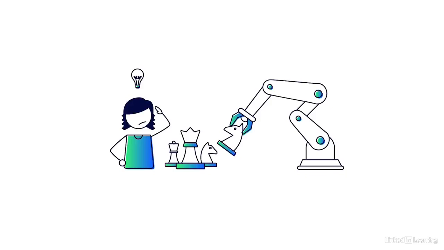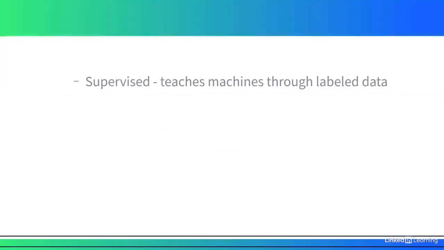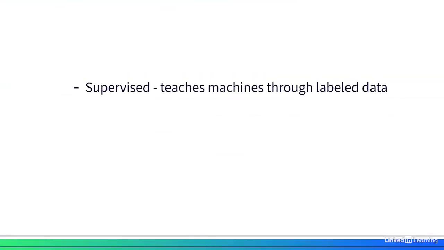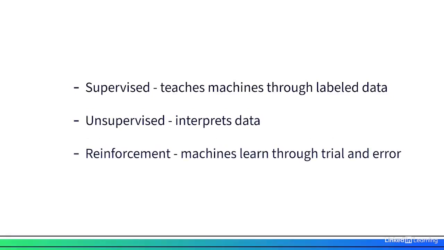Machines learn in a variety of ways. Supervised learning teaches machines through labeled data, while unsupervised learning groups and interprets data. Reinforcement learning allows a machine to learn through trial and error. With all the ways machines learn, they'll soon be smarter than us.